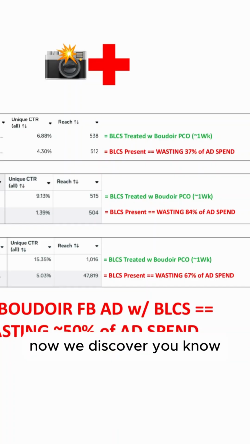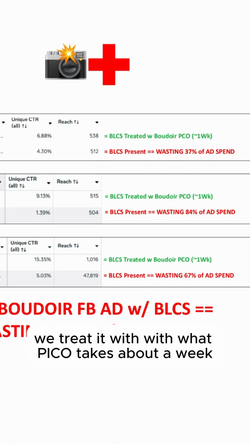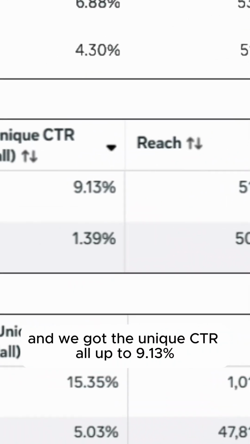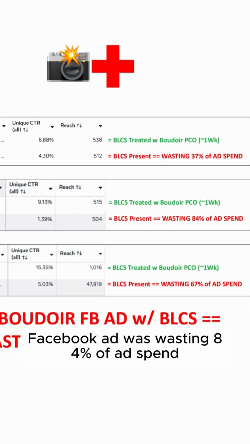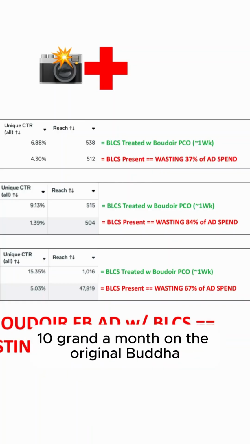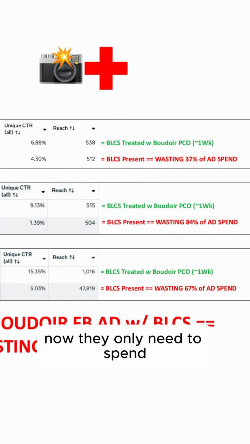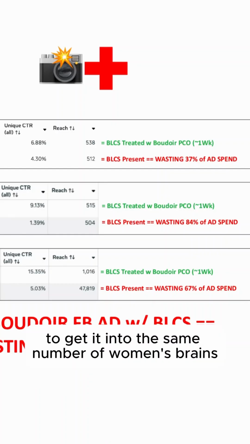Now that we got the solution, we treat it with Boudoir Pico, takes about a week, and we got the unique CTR up to 9.13%. So we found out the original Boudoir Facebook ad was wasting 84% of ad spend. So they're spending 10 grand a month on the original Boudoir Facebook ad. Now they only need to spend 1.6 grand a month on the Boudoir Pico treated ad to get it into the same number of women's brains.